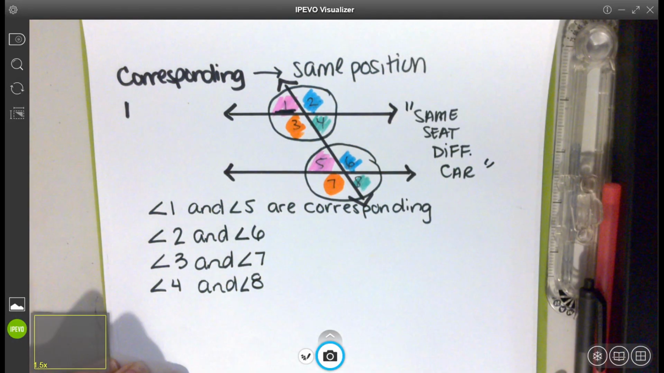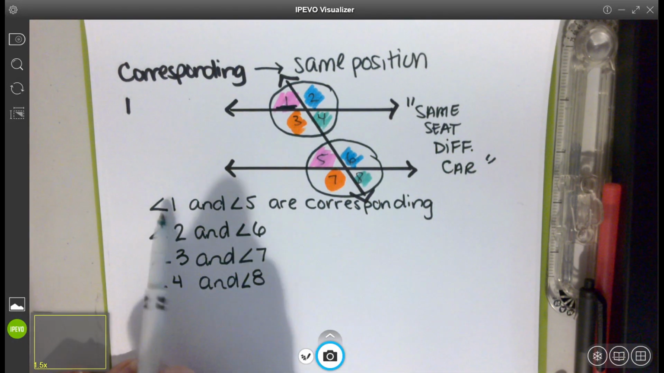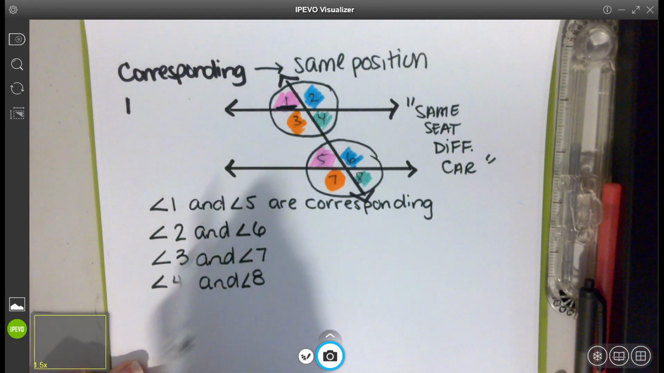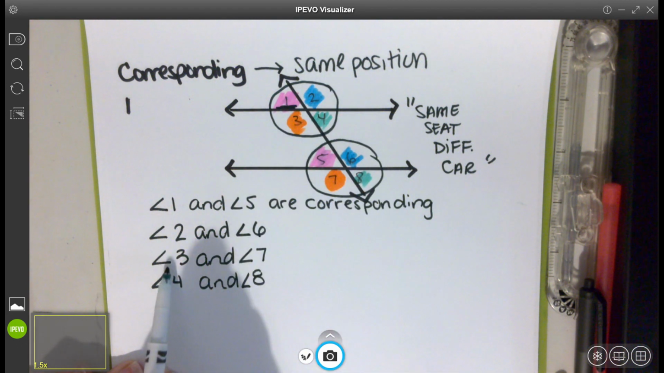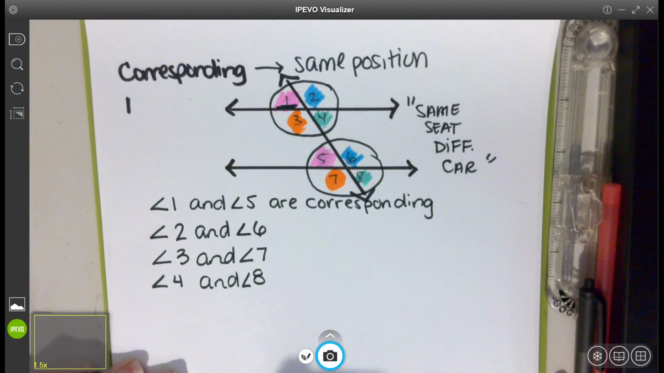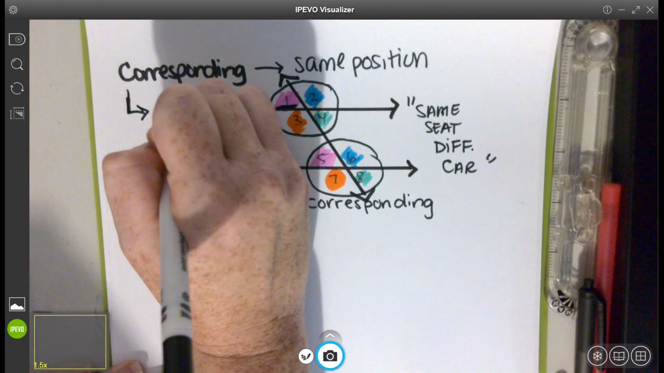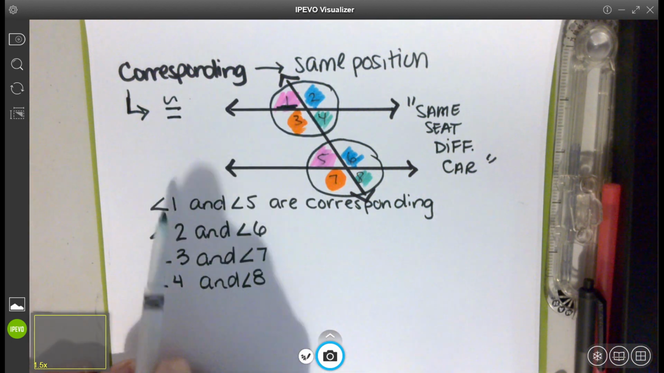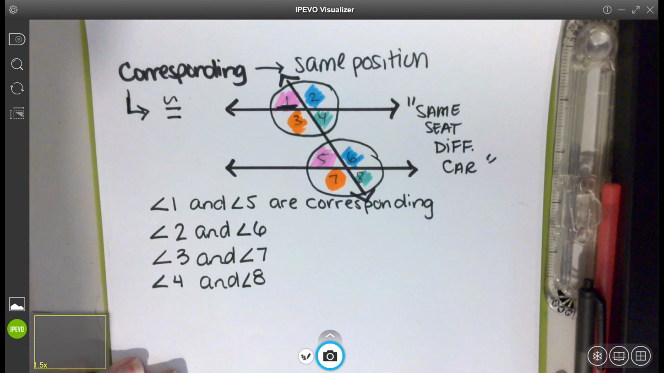Again, that's my saying. All right, so again, 1 and 5, you can see again, they're in the same position. 2 and 6, same position. 3 and 7, same position. 4 and 8, same position. Another thing we need to know is corresponding angles are congruent. So not only are these angles corresponding, they are also congruent.